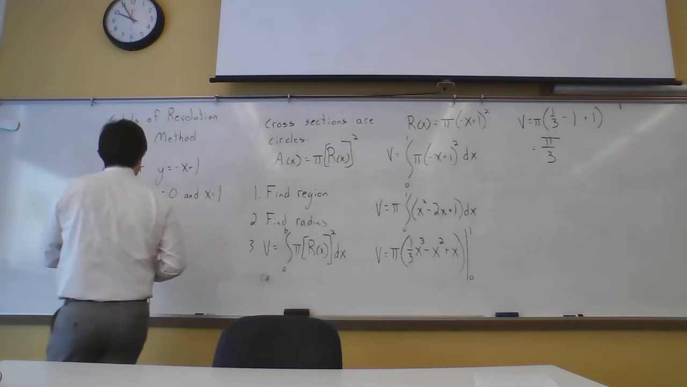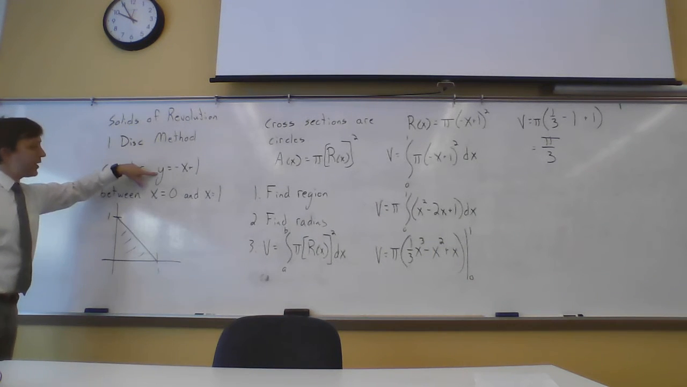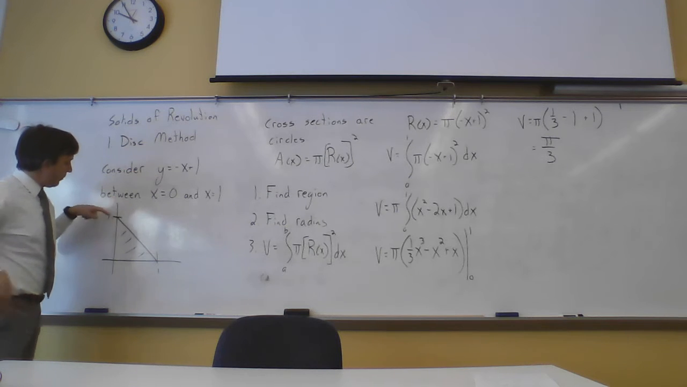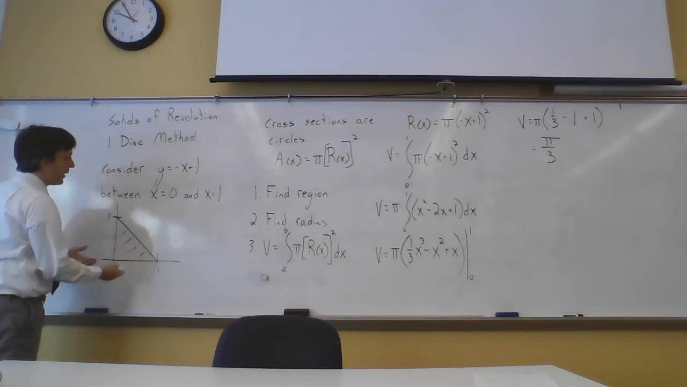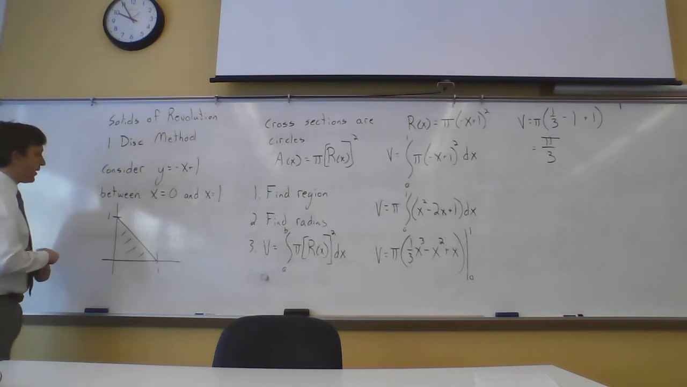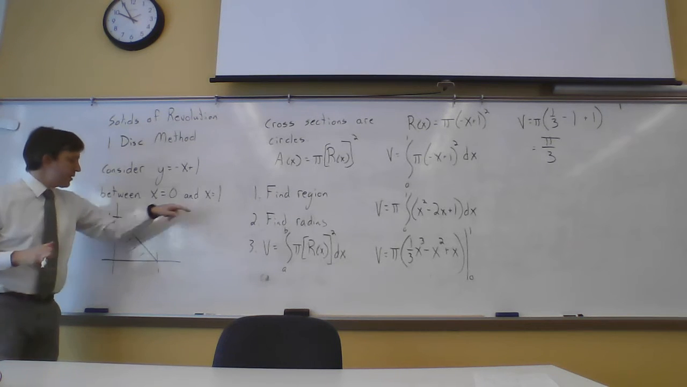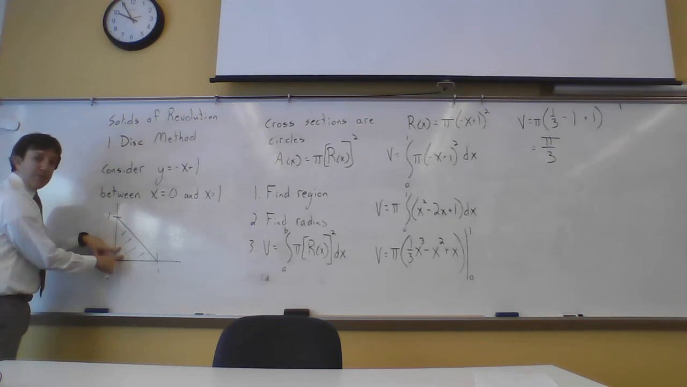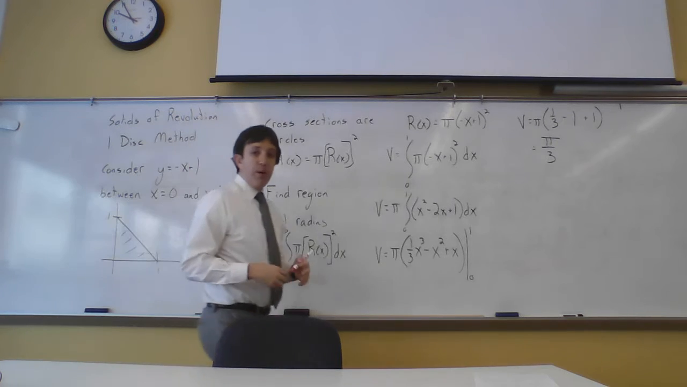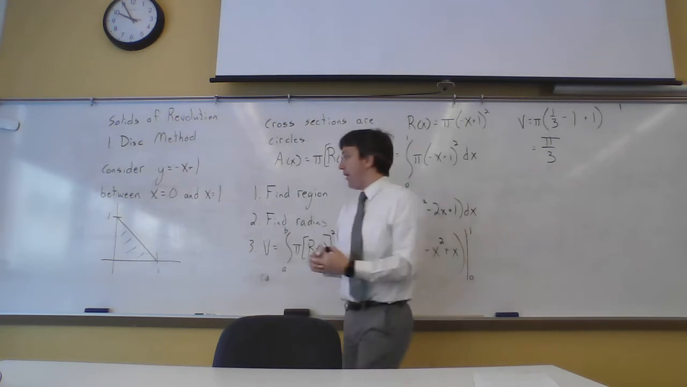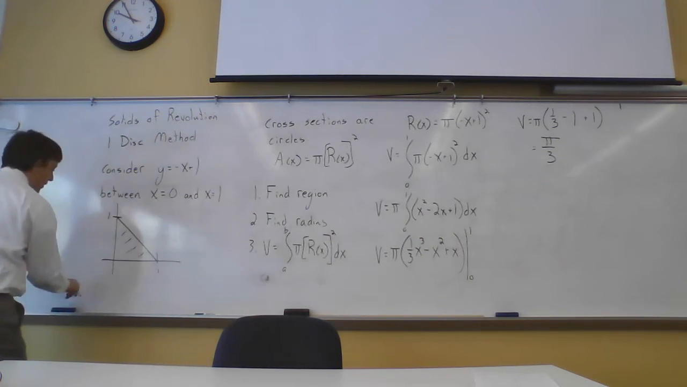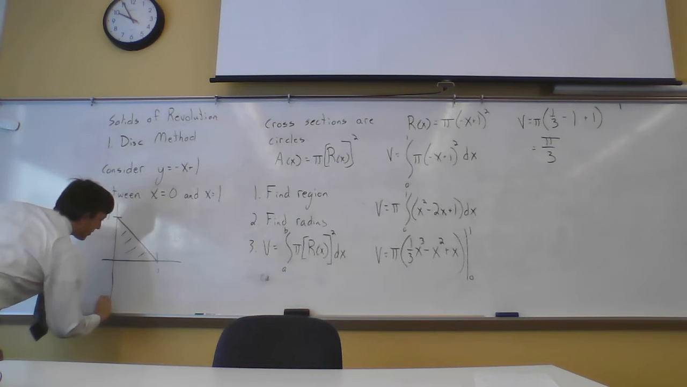I want to consider the region bounded by y equals negative x plus 1, which I have drawn here, and the x-axis. And we want to look at it between x equals 0 and x equals 1. So basically, I have this triangular region here that I'm going to try and find a volume for after I rotate it. So the first thing is I have to kind of picture what's happening here.